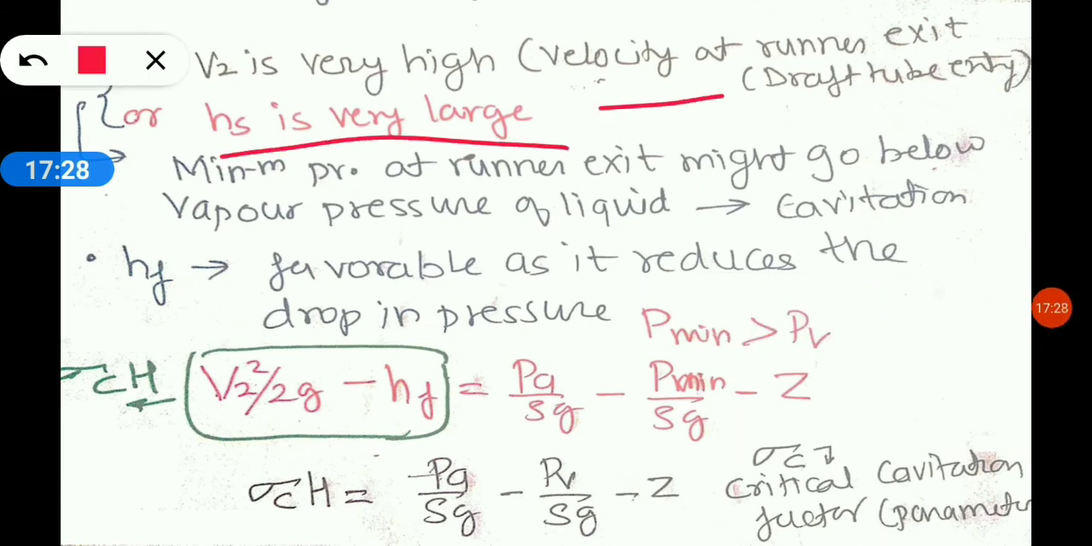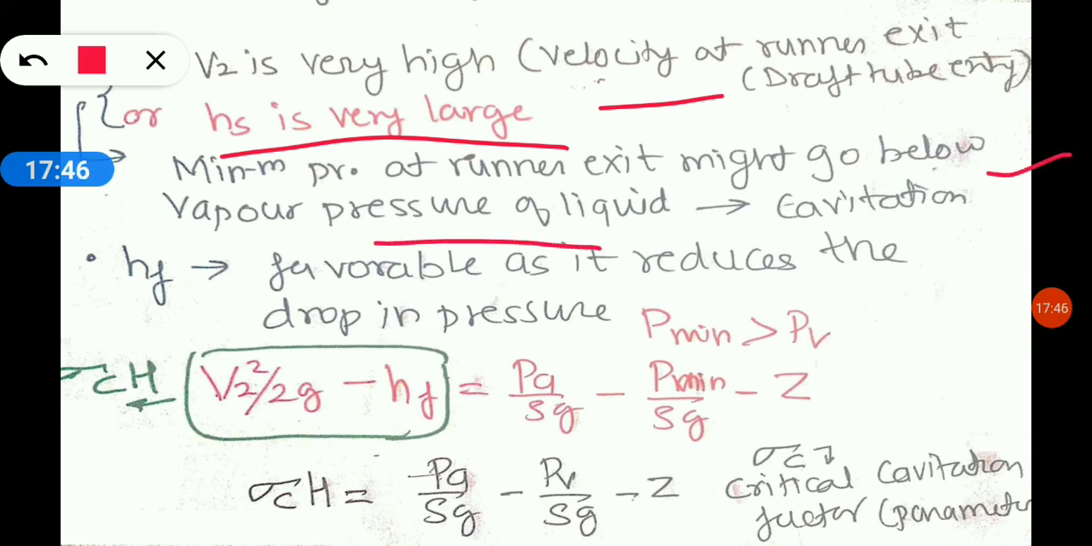If hs is very large, if the height difference between the tail race and the exit of the runner is very high, meaning the draft tube is lengthy, then also there are chances that cavitation will take place. The minimum pressure at the runner exit might go below the vapor pressure of the liquid, and cavitation will occur.